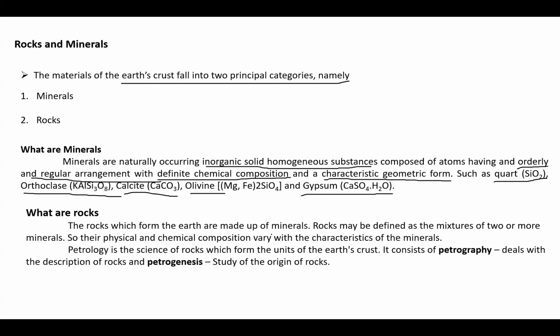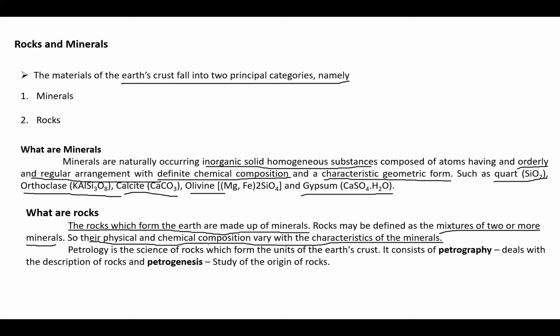So the rocks from which the earth is made up are made of minerals. See the first line itself: the rocks of the earth are made up of minerals. So a rock has a combination of many different minerals. It's a mixture of two or more minerals. So their physical and chemical composition varies with the characteristics of the minerals. For example, a combination of gypsum and calcite. If they combine, they form one rock, and the characteristics of that rock will be very different.